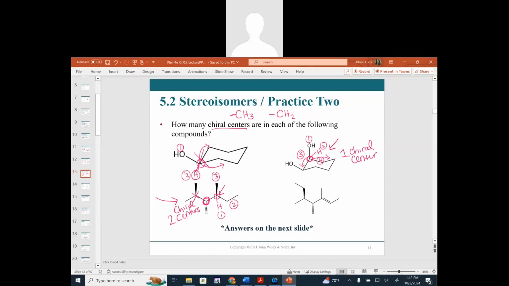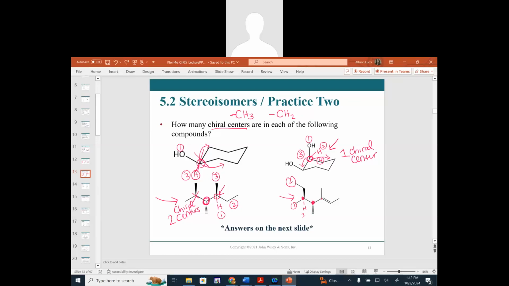And let's take a look at this last structure here, going from left to right now. Down here we have this carbon here. We have a methyl, we have an ethyl, we have a hydrogen, and then we have all this. So we definitely have 4 different groups from this first carbon. That's a chiral center where that dot is. Moving next door to this site here, we have a hydrogen, a methyl, and then it's not symmetric, so we have 2 different groups. So this would also be a chiral center.